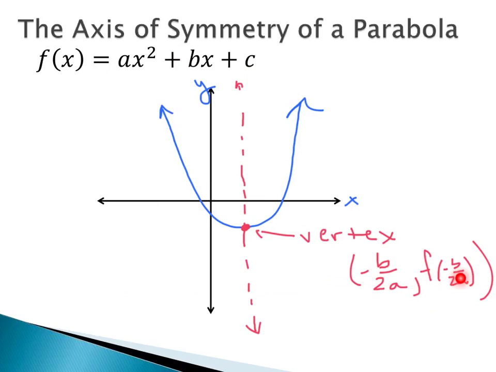We can write the equation for this vertex line, this axis of symmetry, and it's x equals negative b over 2a. It's just the x coordinate of the vertex. Remember, the axis of symmetry takes your parabola and cuts it right down the middle as if you have 2 symmetric parts, this right part and this left part. That axis of symmetry is a vertical line. Vertical lines are written as x equals some number, and for us that number is going to be the x of the vertex.